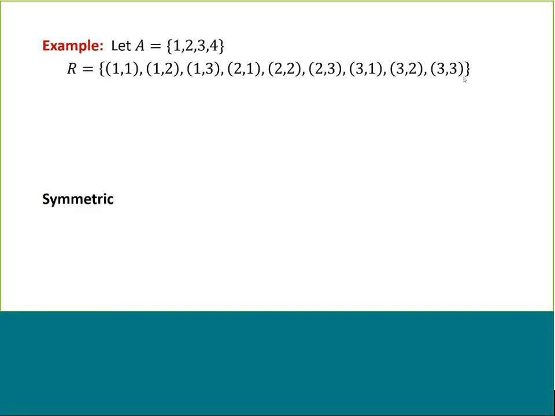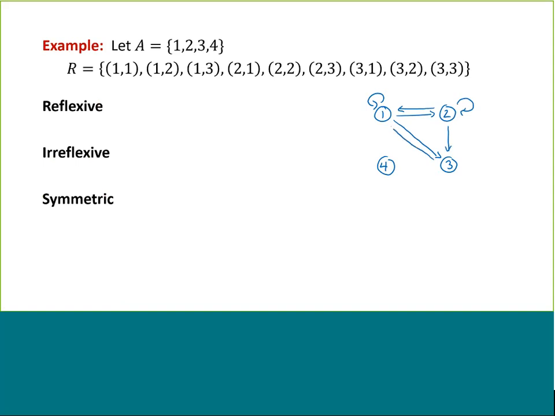So here our building set is 1, 2, 3, and 4. We've got the ordered pair (1,1), so that's a loop at 1. We've got the ordered pair (1,2). Got the ordered pair (1,3). The ordered pair (2,1). The ordered pair (2,2), so that's a loop at 2. Ordered pair (2,3). Ordered pair (3,1). Ordered pair (3,2). And ordered pair (3,3).